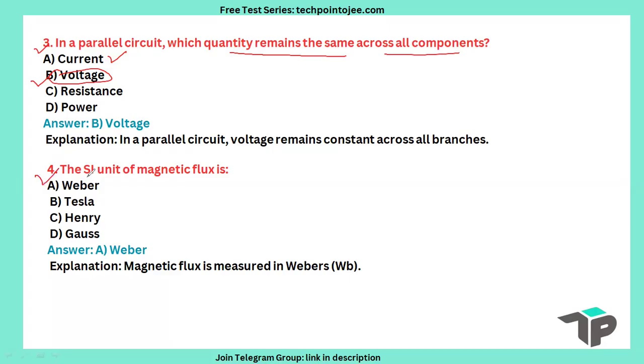Next question: the SI unit of magnetic flux. So the magnetic flux SI unit is Weber. Weber is the unit for magnetic flux.